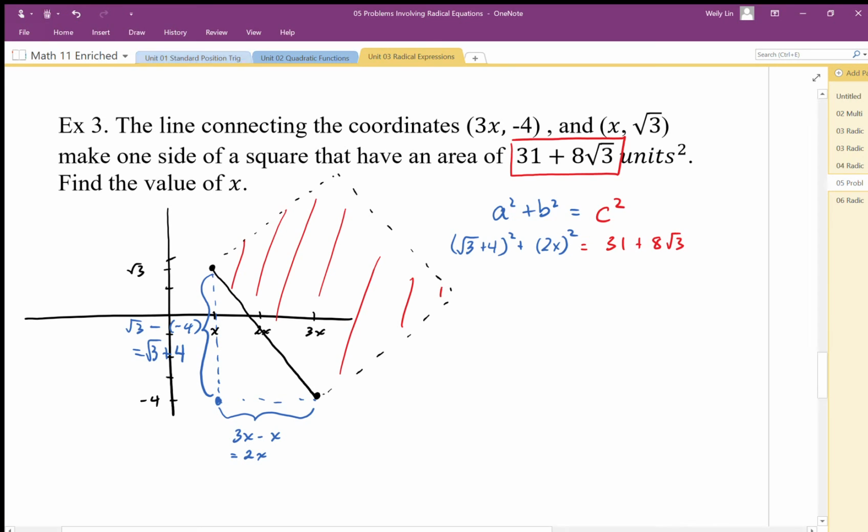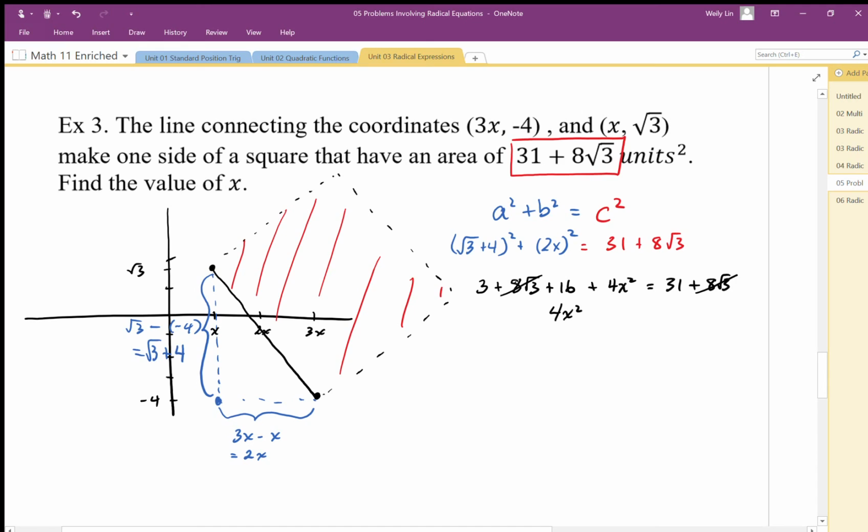Okay, so I'm going to square this out. So I'm going to end up with root 3 times root 3. 4 times root 3 plus 4 times root 3 is 8 root 3. 4 times 4 is 16. And then 2x squared is 4x squared. And we get 31 plus 8 root 3. We have 8 root 3 on both sides. Combine like terms. In fact, I'm just going to solve for x.